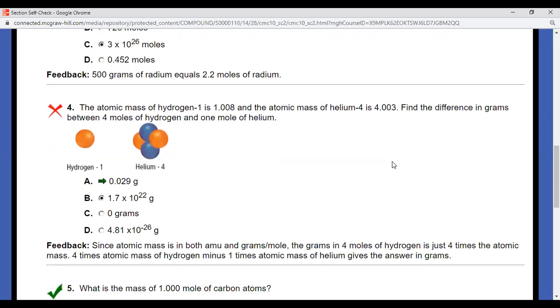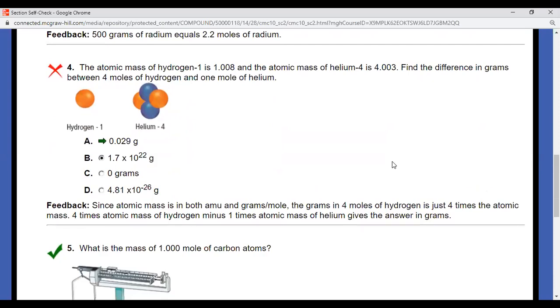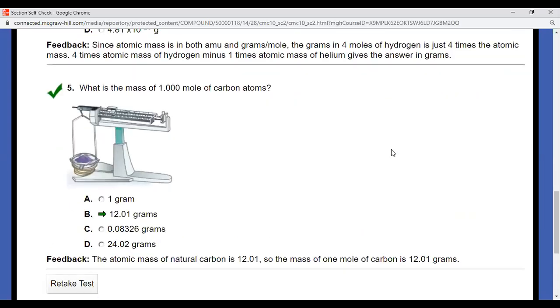Okay, Abdullah? Number 4. The atomic mass of hydrogen, so it will be 0.02 gram, because atomic mass is in grams per mole. The mass in grams of 4 moles of hydrogen is just 4 times the atomic mass of hydrogen, and 1 times the atomic mass of helium gives the answer in grams. Then take the difference between them.